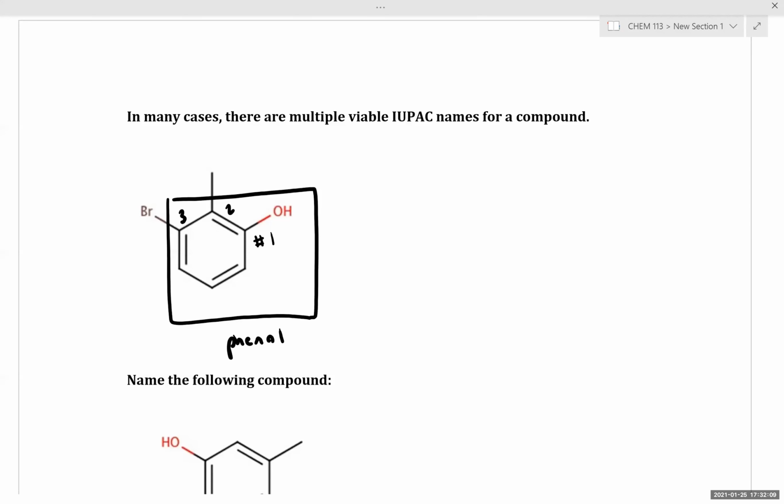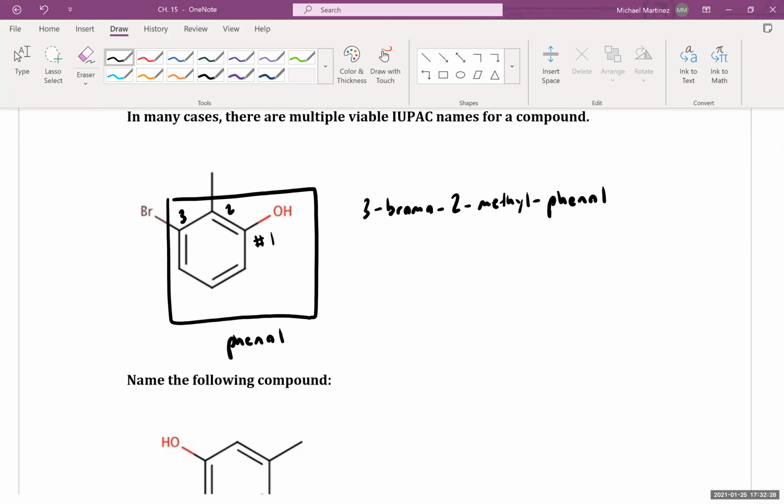Perfect. So looking at our locant numbers, we now have the locant numbers for our other substituents. So we would name this as 3-bromo-2-methylphenol. Now, of course, there's an alternative name.